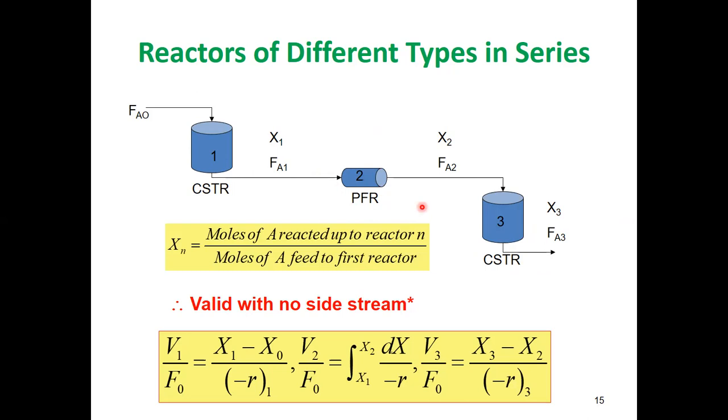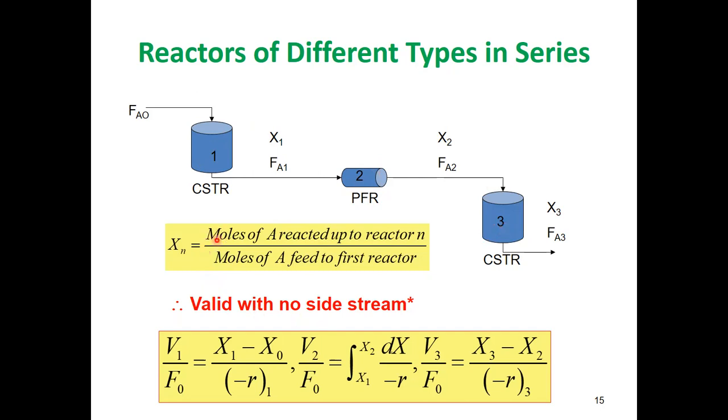If it's just two reactors in series, the CSTR always comes first. You always place in the series the PFR last because it's the one that gives the higher conversion of the two. So your X sub N here, that is the conversion for your system, not just the conversion for a particular reactor, is the moles of A reacted up to reactor N. So meaning the moles of A reacted here in the CSTR plus the moles of A reacted here in the PFR plus the moles of A reacted here in the second CSTR, or the last reactor in our configuration.